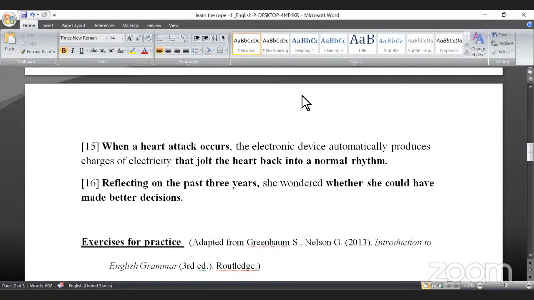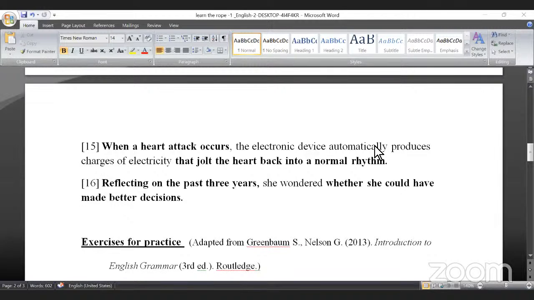When a heart attack occurs, what do you think it is indicative of? Whenever it produces the charge of electricity, use the word when a heart attack occurs. Time. I'm asking what time, right? So what can talk about time among the three kinds of clauses that we have discussed? A noun clause cannot. An adjectival clause cannot. It's the adverbial clause which talks about time, right? So that becomes your adverbial clause.